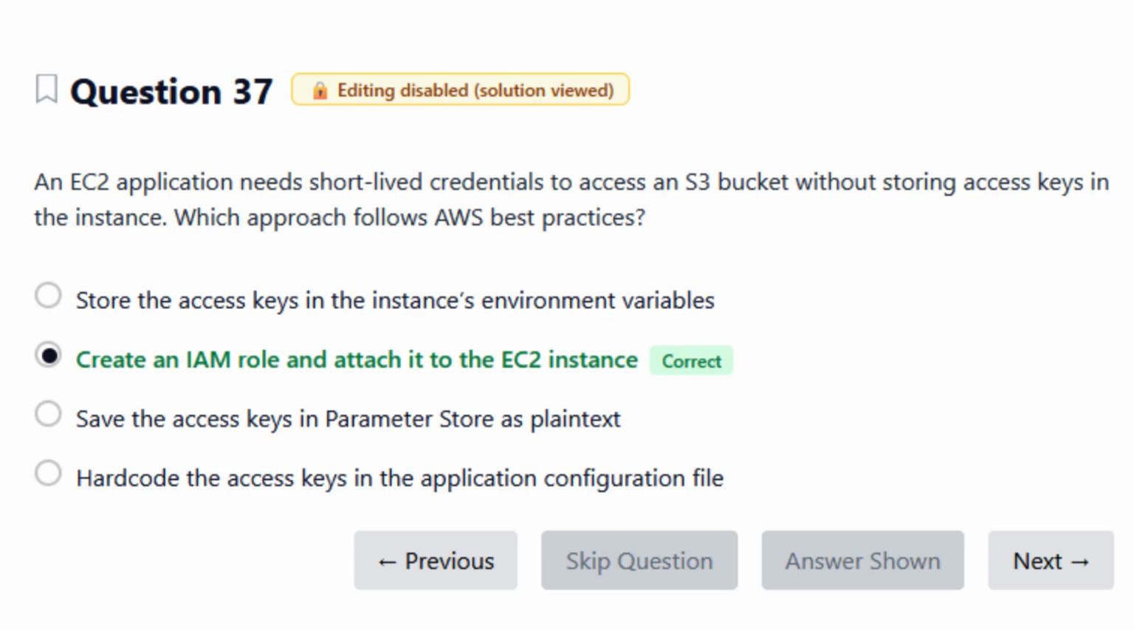The other options are not recommended because they involve storing long-term access keys, whether in environment variables, plain text configuration, or hard-coded in the application, all of which increase the risk of accidental exposure and violate AWS security best practices.